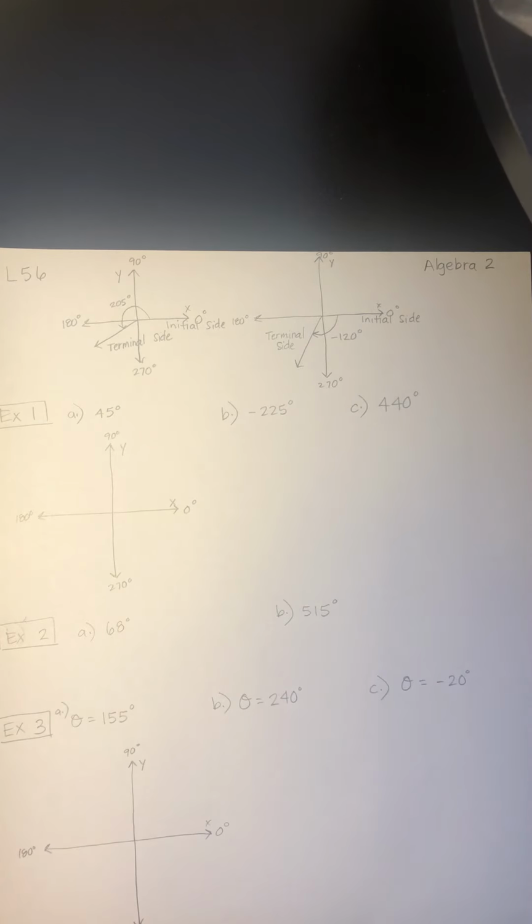Algebra 2, Lesson 56, Finding Angles of Rotation. So there's some vocabulary and things to learn. First thing is an angle is said to be in standard position when the vertex is at the origin.